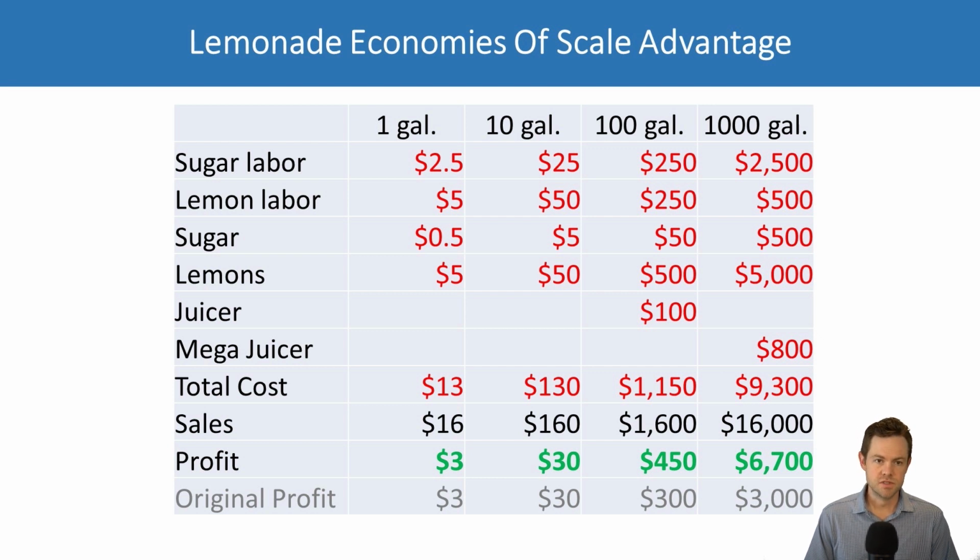Meanwhile, at 1,000 gallons, it makes sense to go to the even bigger machine that is, again, saving additional labor but has an even higher price. At this point, we've now over doubled our profits. And this is the advantage that you can get from scale. As you get bigger and bigger, you can get these additional efficiencies that don't make sense at lower scale.